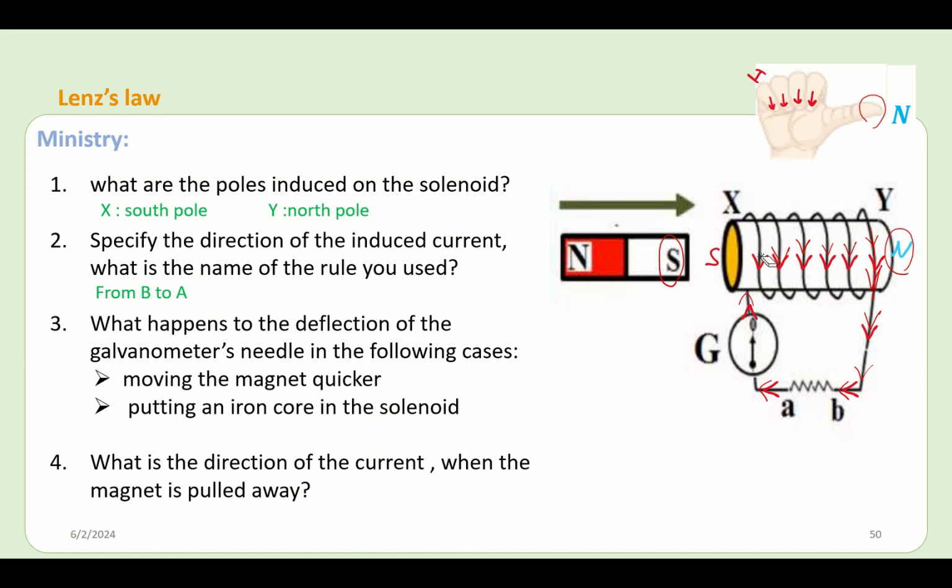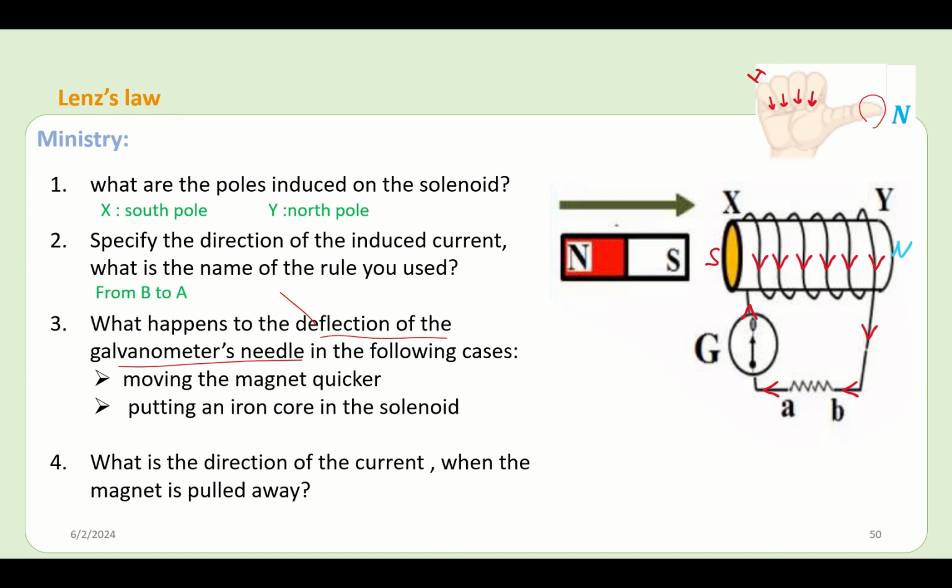What happens to the deflection of the galvanometer needle in the following cases? Now this galvanometer measures the current. So when the current decreases, the deflection of the needle decreases, and if the current increases, the deflection increases as well. So the deflection of the needle is an indicator of how much current we have in the circuit. The more current, the more deflection.